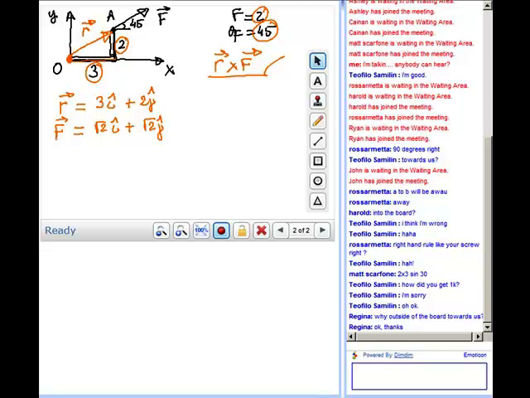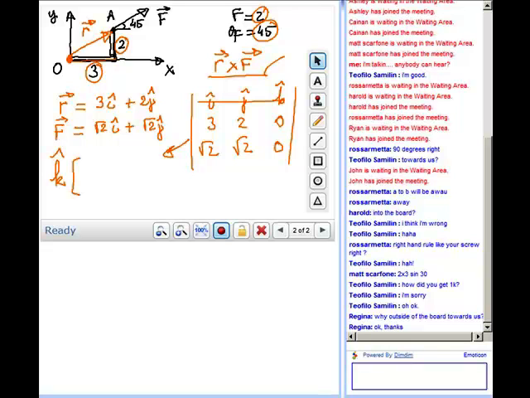Okay? And then I can set up my matrix. i, j, k, 0, 0, 3, 2, square root of 2, square root of 2. And if I calculate the determinant of this, I confirm that i and j are 0, and k would be 3 times square root of 2 minus 2 times square root of 2. Therefore, my final answer would be square root of 2 k. Okay? Fast and easy.